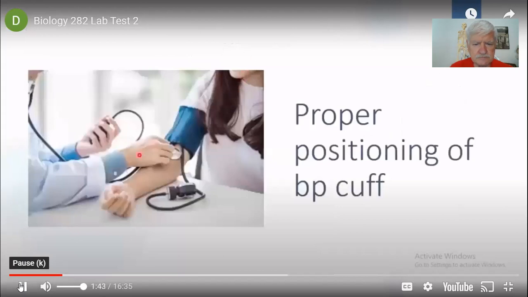Number 4, when taking blood pressure, how far do you pump up the blood pressure cuff? The correct answer to that is a little above the systolic blood pressure, and that usually would be between 150 and 180 for most people, but you can't put an exact number on it because it depends upon what the systolic pressure is.